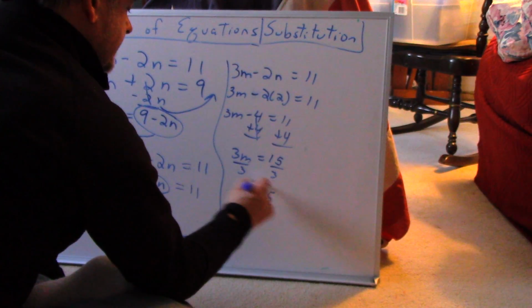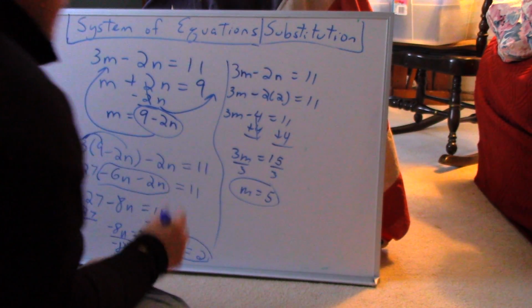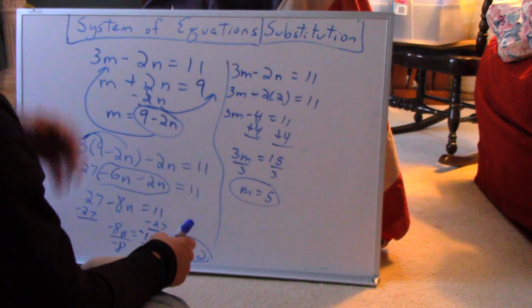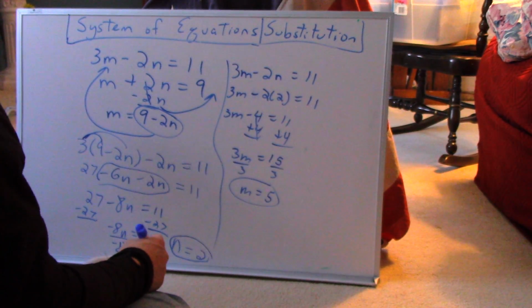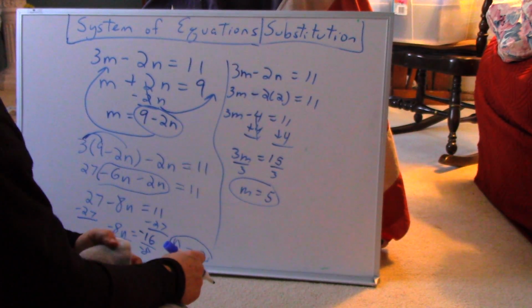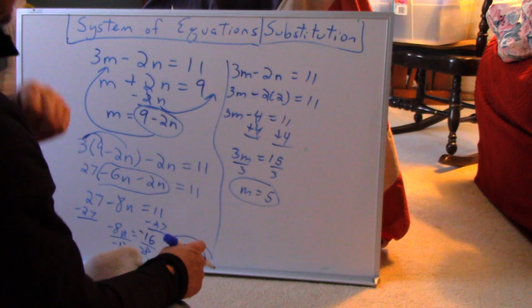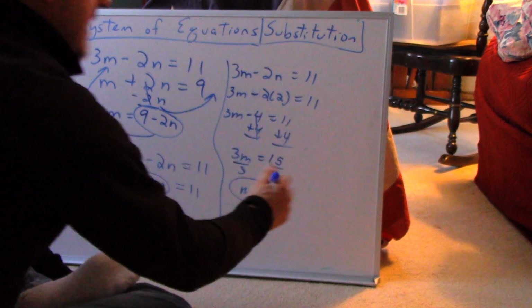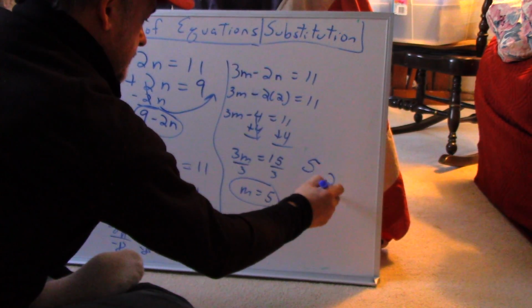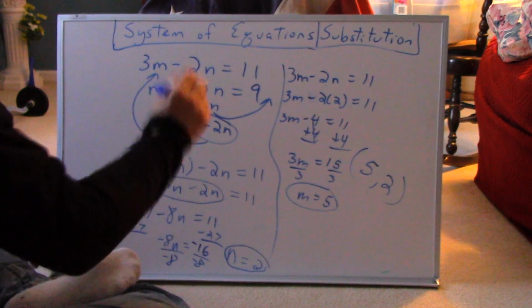M is 5. So the point where these meet, and I'm assuming, right, MN. Well, M in the alphabet, right? A, B, C, D, E, F, G, H, I, J, K, L, M, N, O, P. M comes first, so M is like the X. So we put 5, 2. That's the point where they meet.